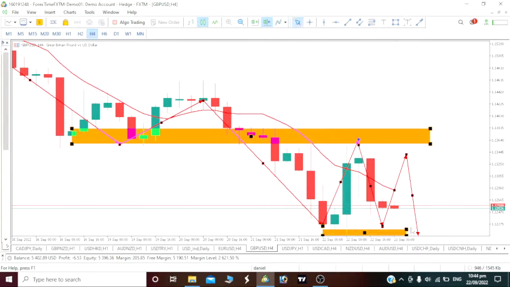So to actually enter this trade, to confirm it and not to opt out of this trade, you would have to wait for this price to actually break below this wick on the 4-hour time frame on GBP USD before you actually short the trade for the day.